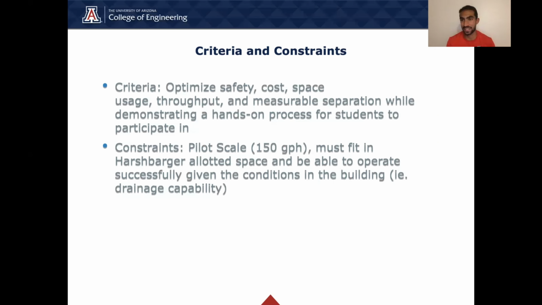For our criteria and constraints, we made sure that we are giving the students the best possible process by optimizing the safety, the cost, and the separation measures. For our criteria, we are using a pilot scale of 150 gallons per hour, also considering the space in Harshbarger so that everything is going to fit, and other conditions like the drain, temperature, etc.